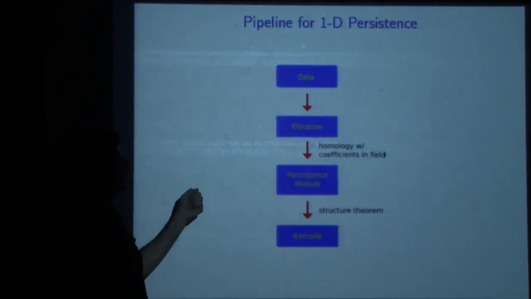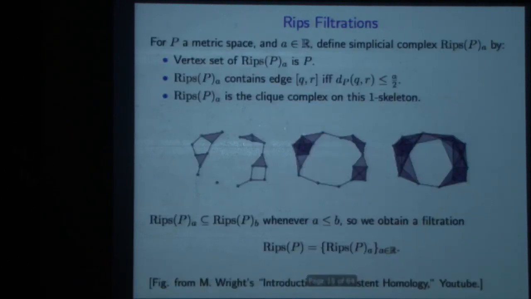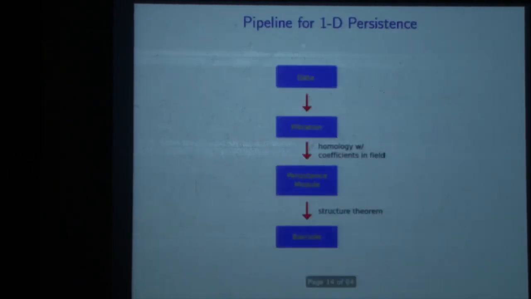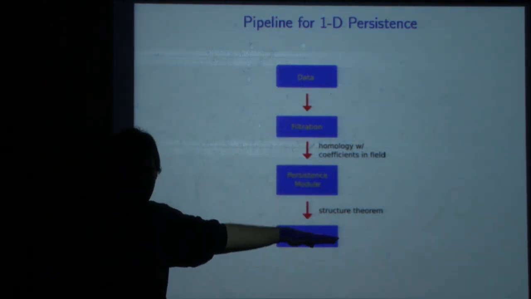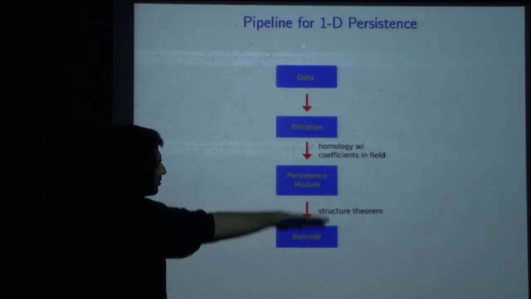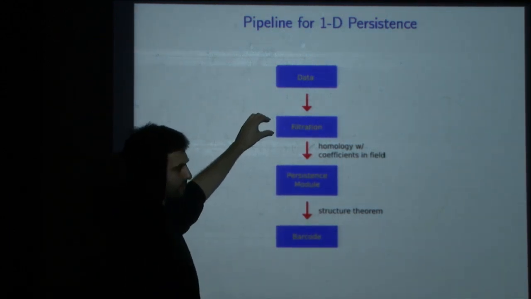And we need to talk about these red arrows. How do we pass from data to a filtration and so on? Okay, so let me say first of all that the way this pipeline works in the standard setup is always essentially the same from here on down. This is turning a standard crank. And we do this step in different ways depending on the setting.